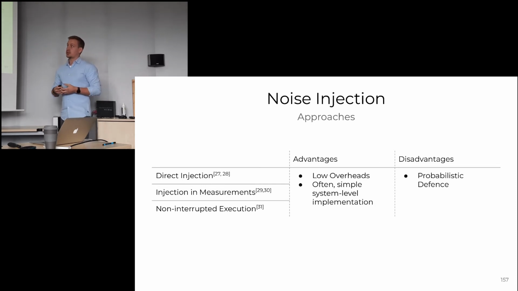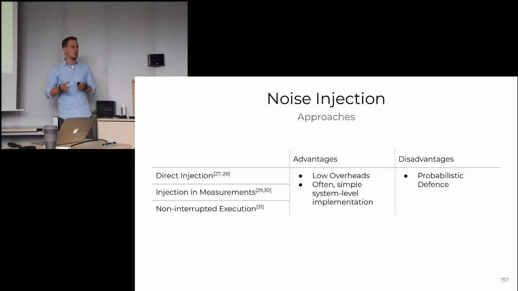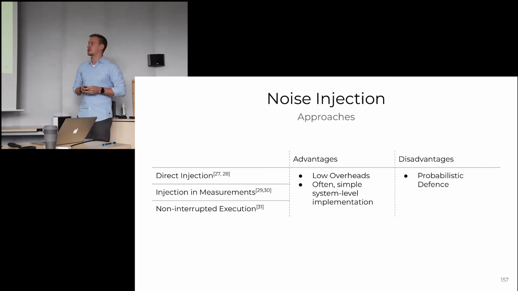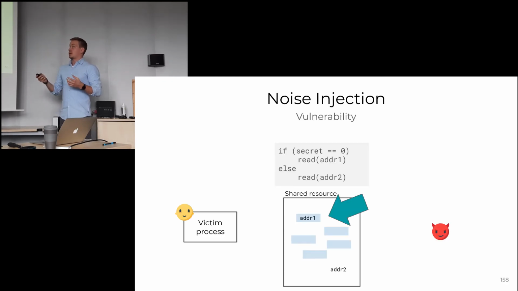The noise can be injected either directly into the resource, or it can be injected into the measurements. So when the attacker is measuring, trying to scan this resource, the results will be more or less non-deterministic. This is done, for example, in browsers; Firefox implements this. Or we can just ensure that the program runs for a long enough time so that it accesses many different addresses and it naturally will create noise. But the results are probabilistic because we have the following attack.